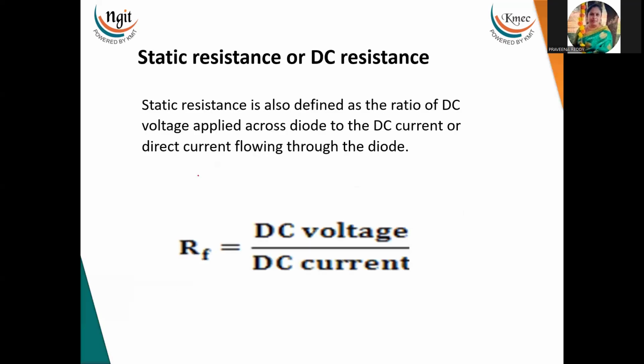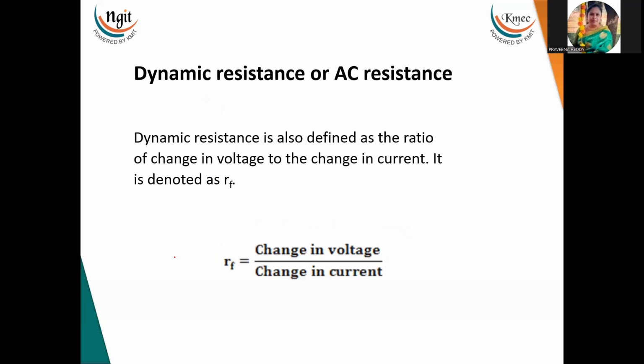Now, what is static resistance? The static resistance is defined as the ratio of DC voltage applied across the diode to the DC current or direct current flowing through the diode. RF is equal to DC voltage divided by DC current, because this is the DC resistance, denoted by the capital R. Now coming to the dynamic resistance or AC resistance. The dynamic resistance is defined as the ratio of change in voltage to the change in current. It is denoted by the small rf, change in voltage divided by change in current. Because this is AC, we have to take the difference in the voltage and current.